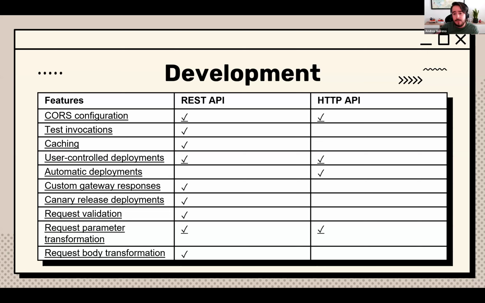Canary releases, right? If you want to be able to slowly deploy your API to a subset of users and not the whole thing all at once, you can't do that with HTTP API. Caching, again, that's kind of a performance implication. You do have caching in REST APIs, but again, HTTP APIs are already faster, so the trade-off might not be as great as you think, but you would need to analyze that.